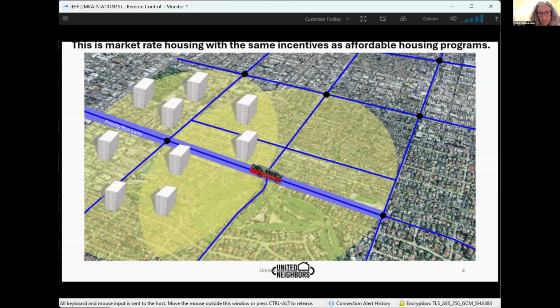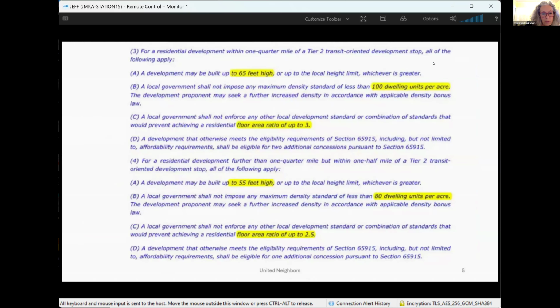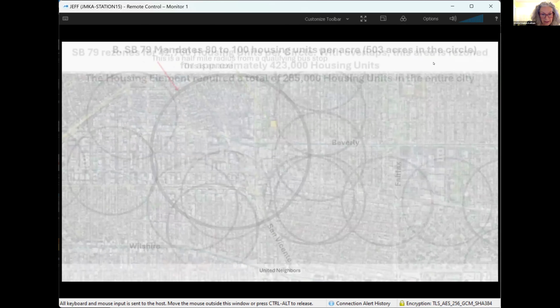What we may not have been paying attention to is the density allowances, the number letter B on this bill, which allows 100 dwelling units per acre if you're within the quarter mile, and 80 units per acre if you're within the half mile. And most of us have no idea what that means.